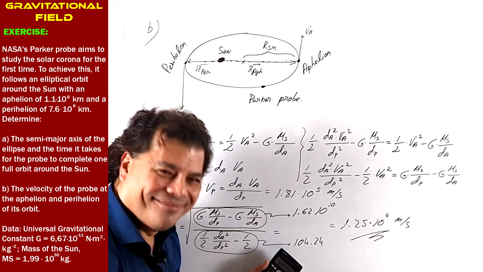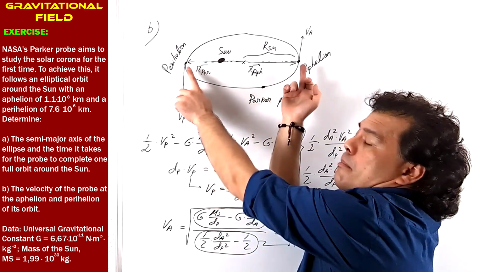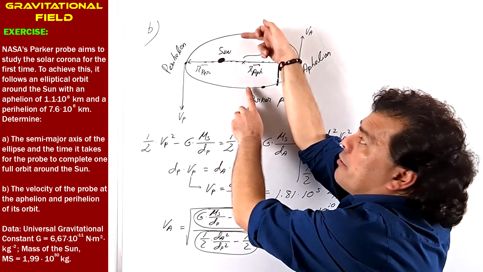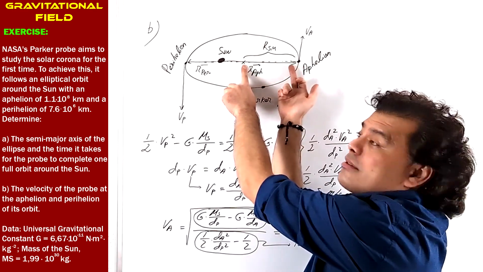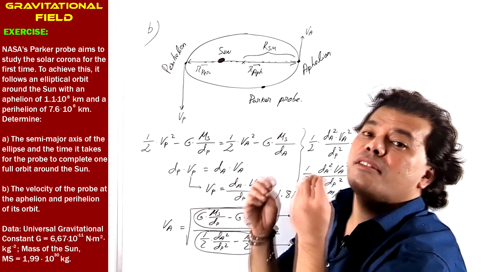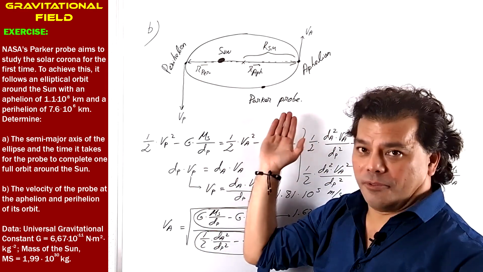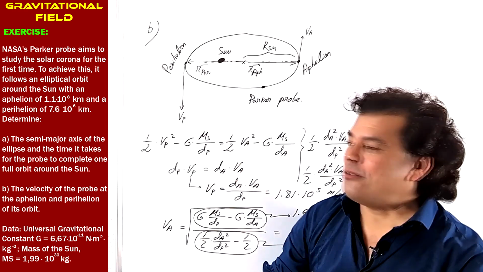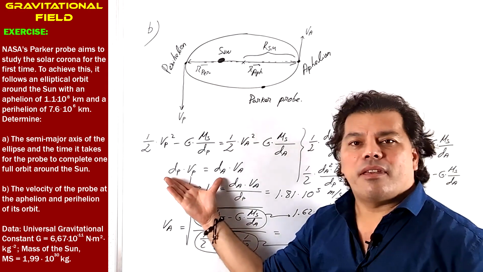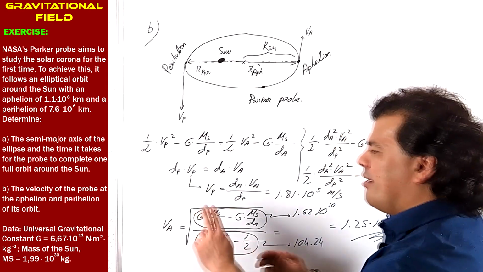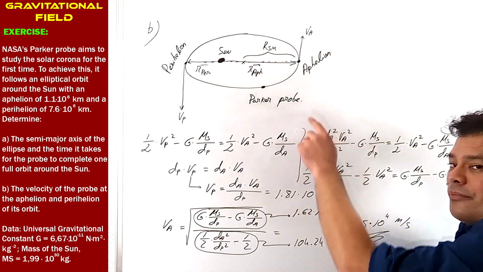And that's it. In this video we worked with an elliptical orbit, and don't forget that this is the major axis, this is the minor axis, and this is the semi-major axis, which is the parameter used in Kepler's third law in order to obtain the period of our planet. And we also used the conservation of mechanical energy and the conservation of angular momentum in order to obtain the velocity at the perihelion and the velocity at the aphelion.